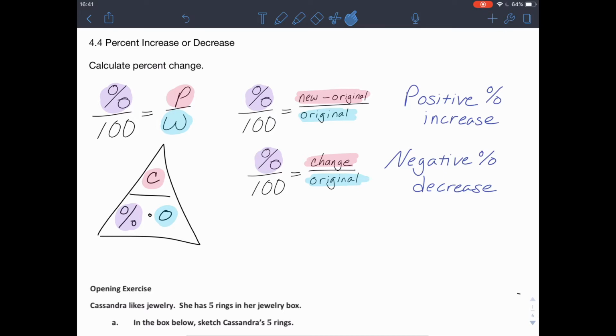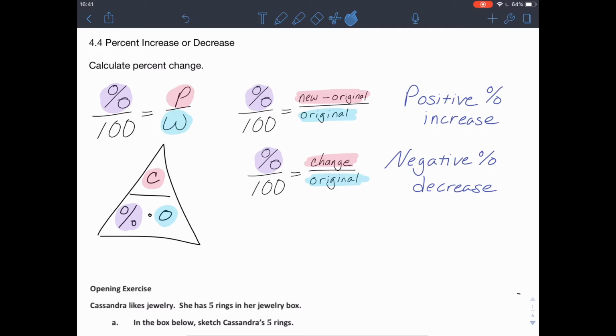Calculating percent change is very similar to calculating with regular percents. The big difference is how we look at how our percents change. We can replace our part in our percent change with how much our amounts have changed, which we can find by doing the new minus the original. And our whole is going to represent the original amount.